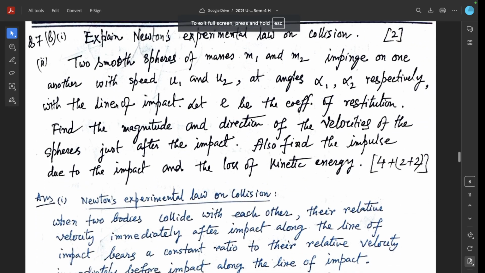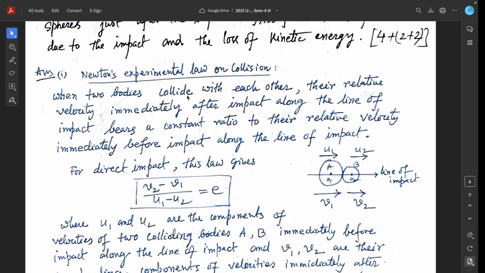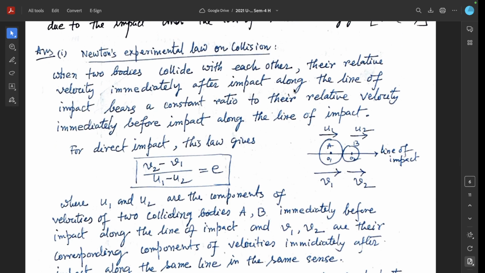Newton's experimental law on collision: when two bodies collide with each other, their relative velocity immediately after impact along the line of impact bears a constant ratio to their relative velocity immediately before impact along the line of impact. This is Newton's experimental law.